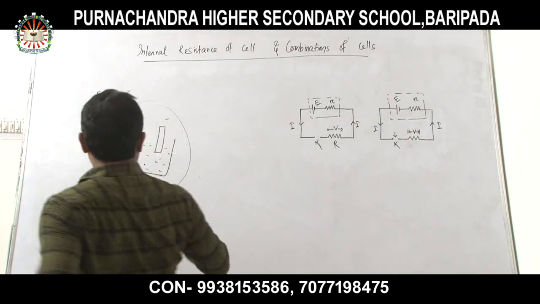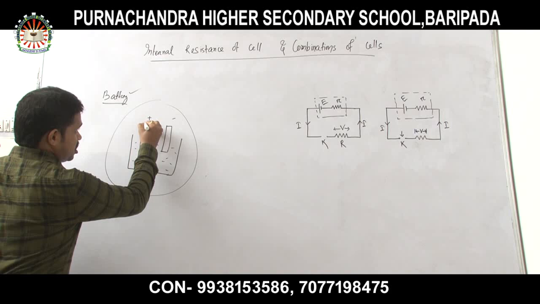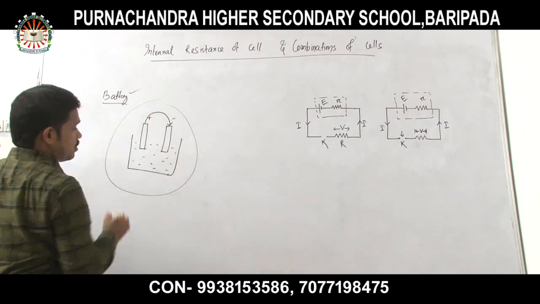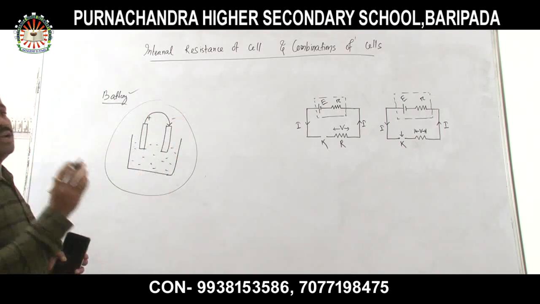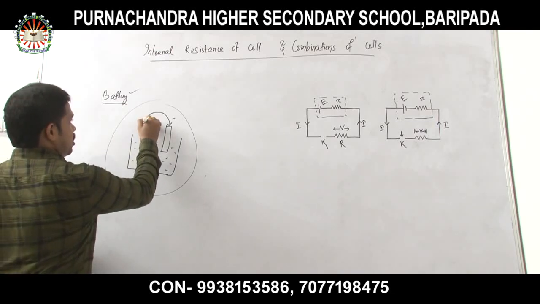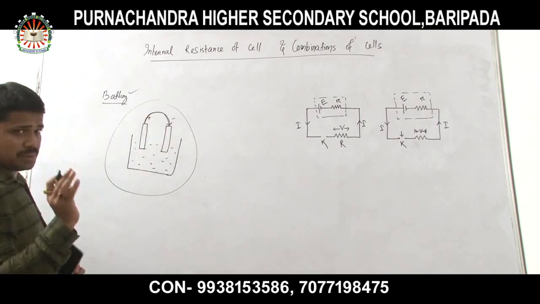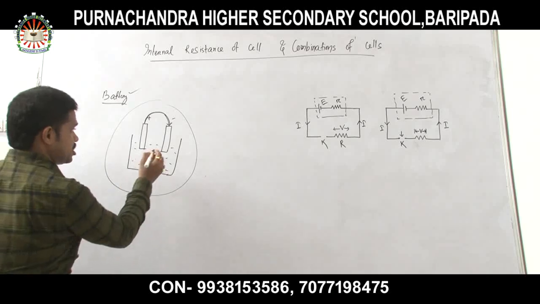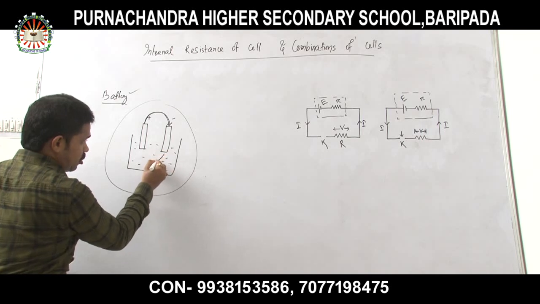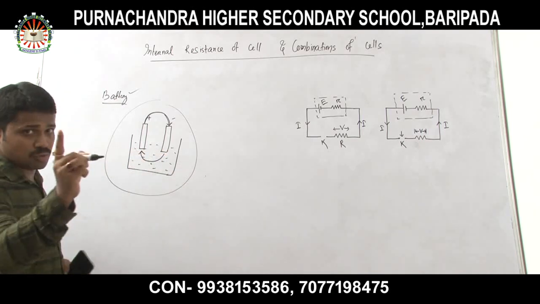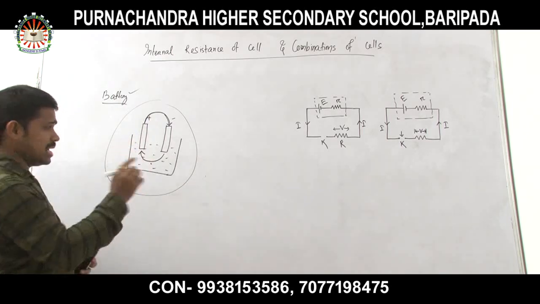Why? Because when a cell is connected to an electrical circuit, the current flows from the positive terminal to the negative terminal. But for continuation of this flow of current, there must also be a flow of current inside the electrolyte from the negative terminal to the positive terminal. This is a very important one. Clear?